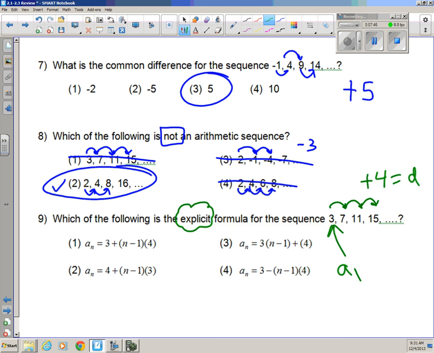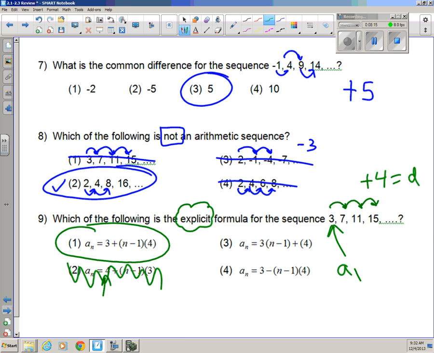Choice 1 is a of n equals 3 plus blah, blah, blah. So that's a possibility. Choice 2 is beginning with a1 of 4. Well, that's not true. Choice 3 and choice 4 are both beginning with a sub 1 to be 3, so those are okay. My common difference is positive 4. And what ends up happening, though, is the common difference has to be multiplied by 1 less than the term value you want.